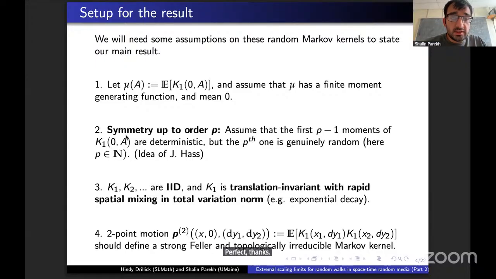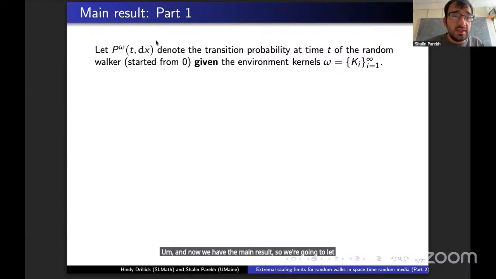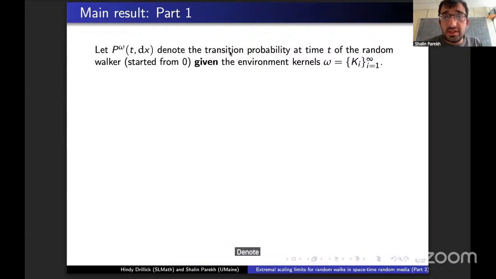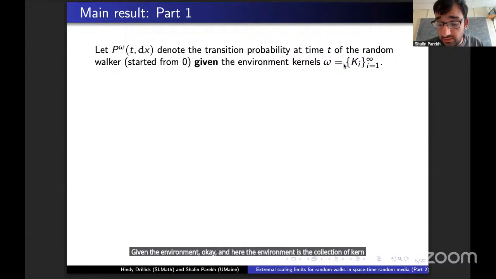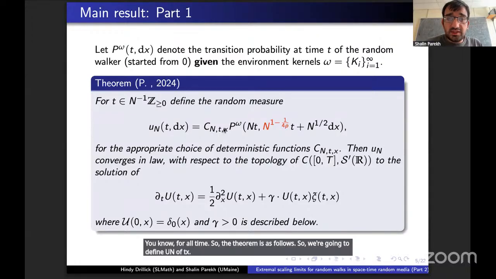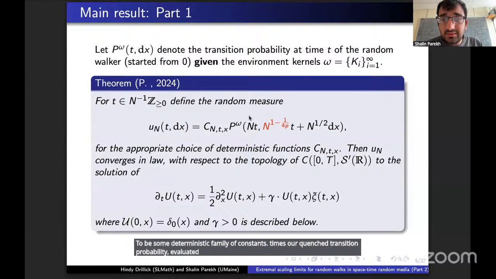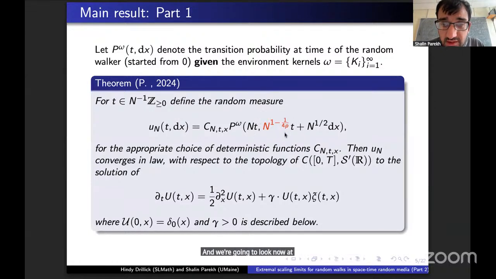Okay, so these are the assumptions on our Markov kernels. And now we have the main result. We're going to let P^ω(t,x) denote the transition probability at time t of the random walker started from 0, given the environment. Here the environment is the collection of kernels, for all time. So the theorem is as follows. We define u_n(t,x) to be some deterministic family of constants times our quenched transition probability evaluated at time of order n, and we look at spatial locations of order n to the 1 minus 1 over 4p.